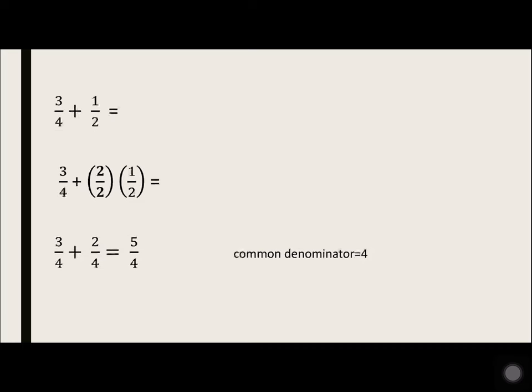3 over 4 plus 1/2. The common denominator is 4. They can both go into 4. They've got to go into it. So the left stays the same. The right had a 2, so we need to multiply 2 times 2 to get a 4, to get our common denominator. So 2 over 2 times 1 over 2 is 2 over 4. 3 plus 2 equals 5 over 4. That's the end.